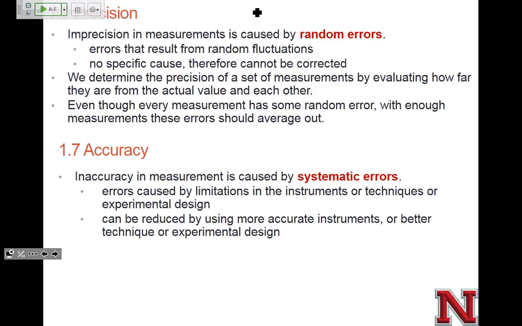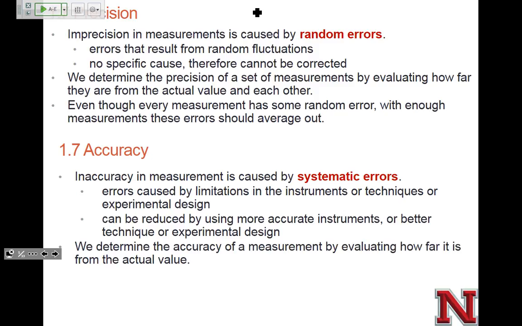So if I would step on a scale and it's not calibrated, it's not going to give me my accurate weight. So we can determine that by evaluating how far off from the actual value it is. Now, of course, the best data you want to be both accurate and precise. And data that is neither accurate or precise is not very useful. But we usually want to try to get both.